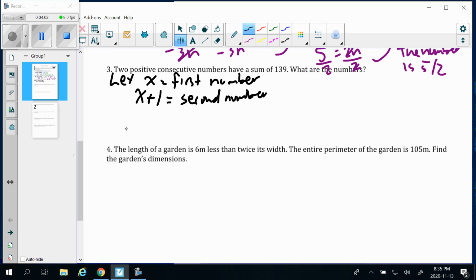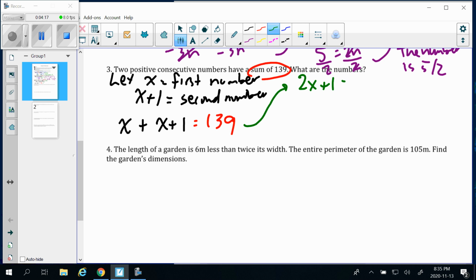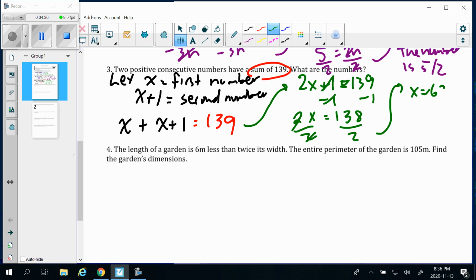So they have a sum. So we're going to take that, and then we're going to take that. This plus this has a sum of 139. What are the numbers? So then we go into solving. Combine like terms. 2x plus 1 is 139. 2x is equal to 138. We'll divide both sides by 2. 138 divided by 2 is 69. So x is 69.